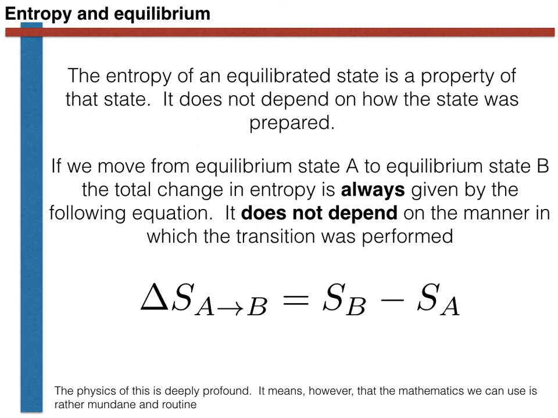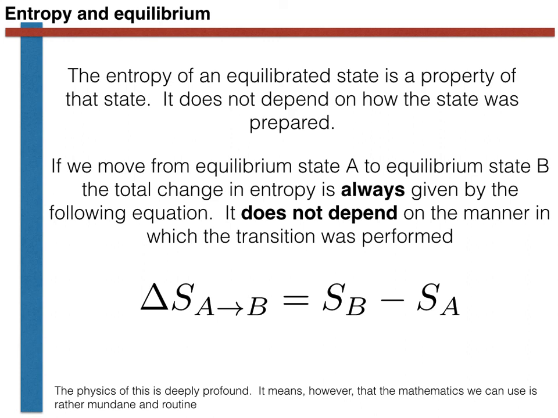the entropy of an equilibrated state is a property of that state and it does not depend on how the state was prepared. As a consequence, if we move from equilibrium state A to equilibrium state B, the total change in entropy is always given by the following equation. It does not depend on the way in which the transition was performed. This is hugely important because it makes the mathematics of classical thermodynamics straightforward. We can examine everything in classical thermodynamics using the theory of partial differential equations.